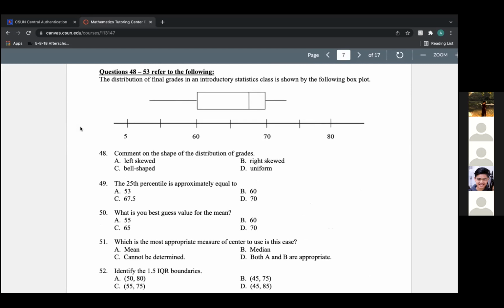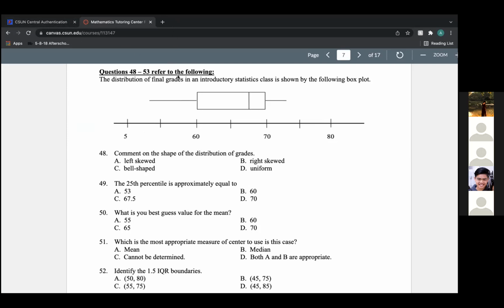48 to 53, the distribution of final grades in an introductory statistics class is shown by the following box plot. I wonder how accurate this box plot is. Nobody above a 73, people scoring as low as like a 20. That's typical. So comment on the shape of the distribution of grades. So is this left, right, bell-shaped, or uniform? Shout it out if you know it. Don't be shy. Left, right, bell-shaped, or uniform? Left skewed? It is left skewed. The tail's on the left.